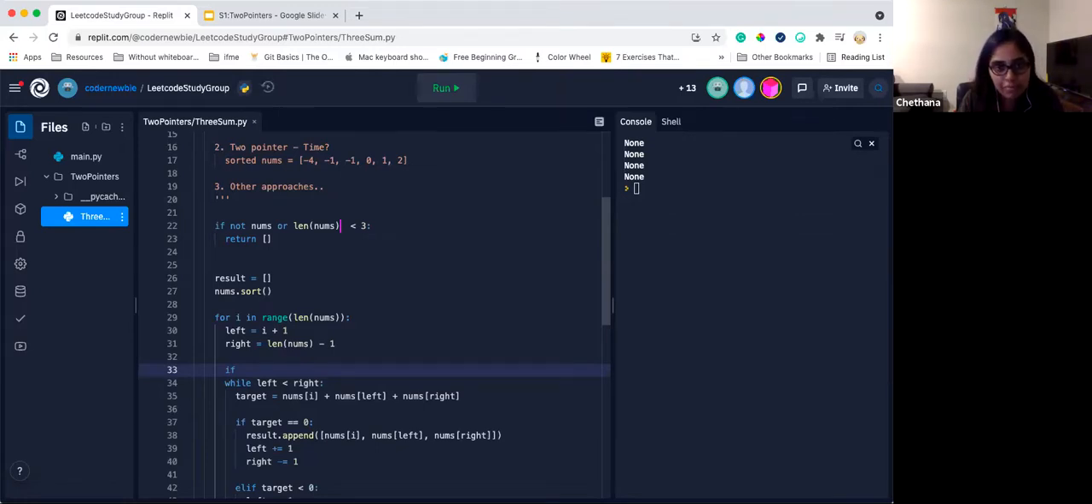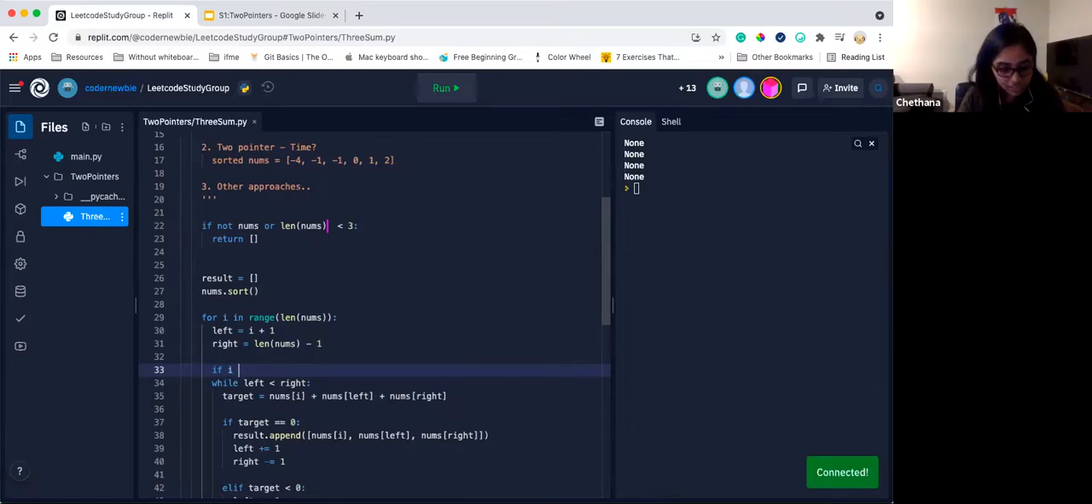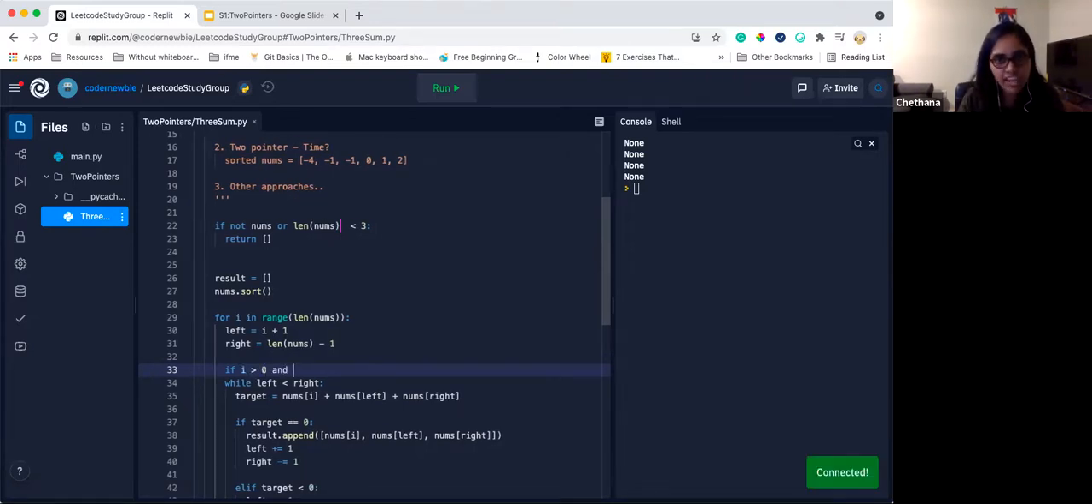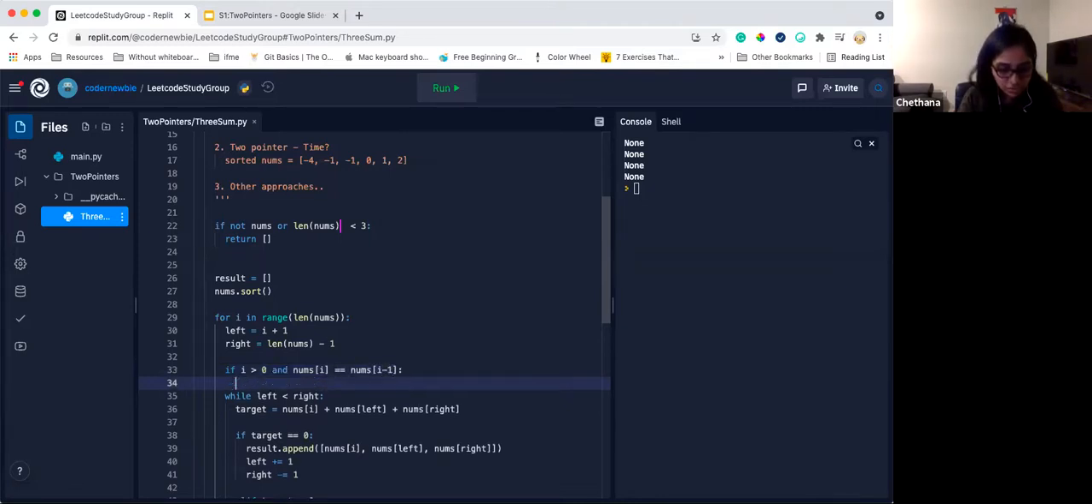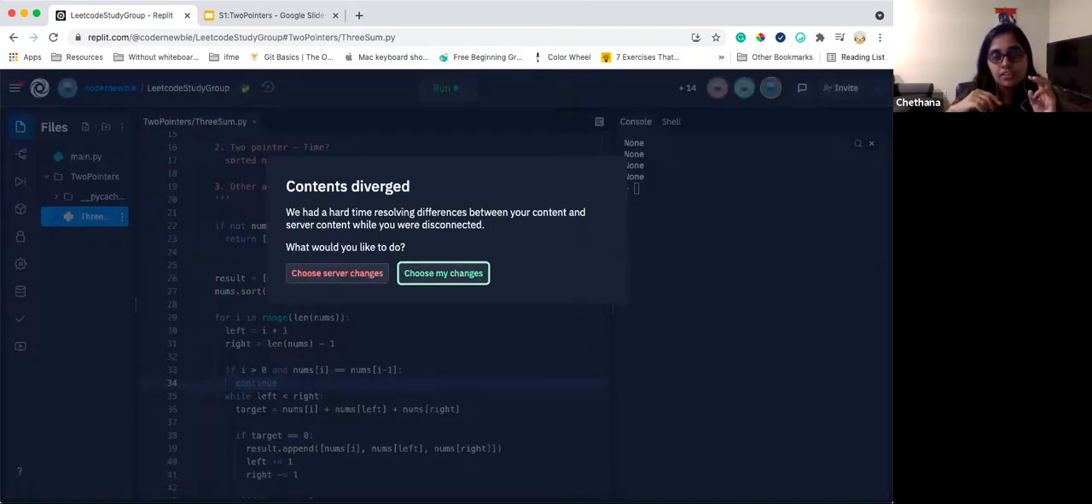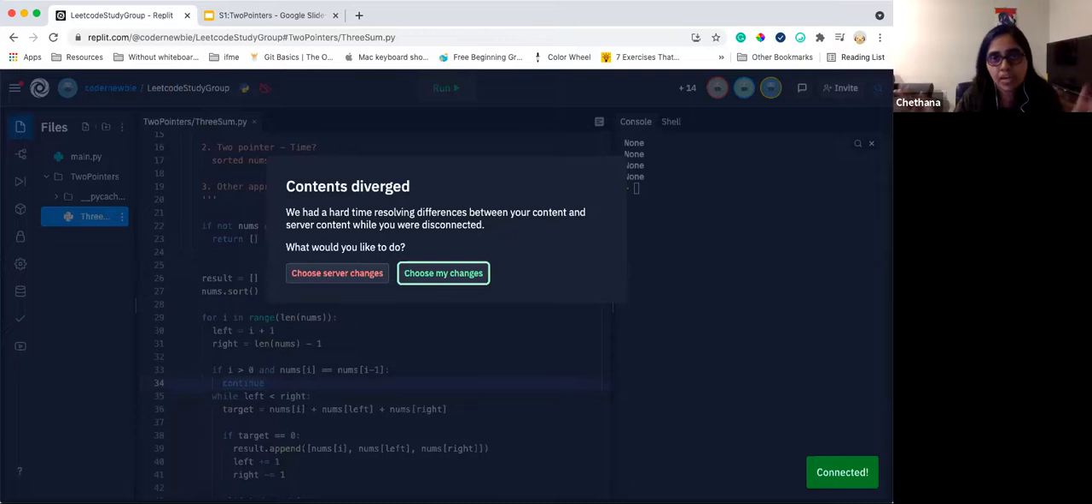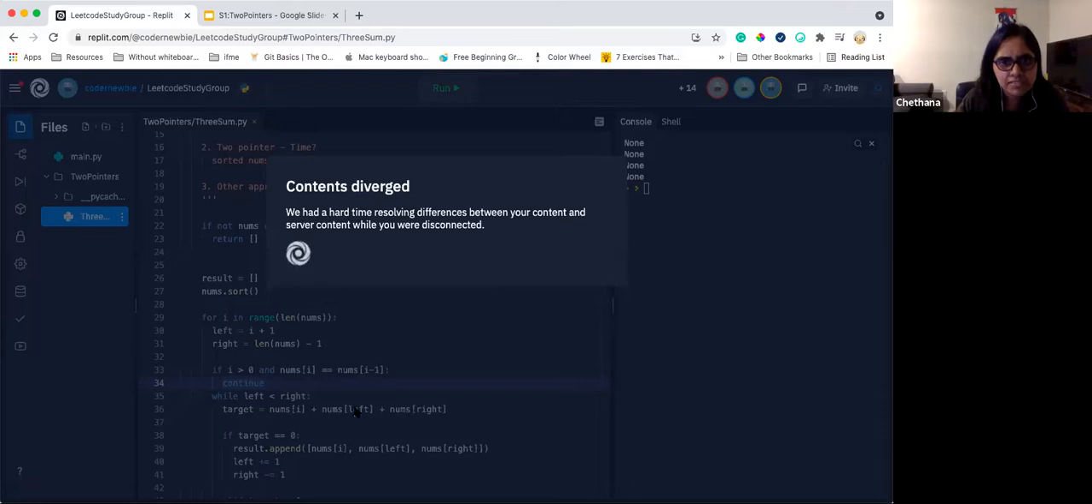Sorry, my mind blanked out there. Okay, so if your i is greater than 0 and nums of i, the current one, equals nums of i minus 1, the previous one, we're going to continue. We could also do the check the other way: if i equals 0 or nums of i is not equal to nums of i minus 1, then do all of this stuff internally. That's also pretty good.